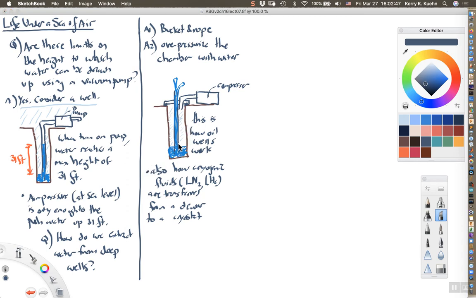So you overpressurize. You have a bath of liquid nitrogen or liquid helium, you put some high pressure nitrogen gas or helium gas in here and it squirts out. You use a tube and you deliver this over to your apparatus that you're trying to cool down. So that's just a little sidelight there.